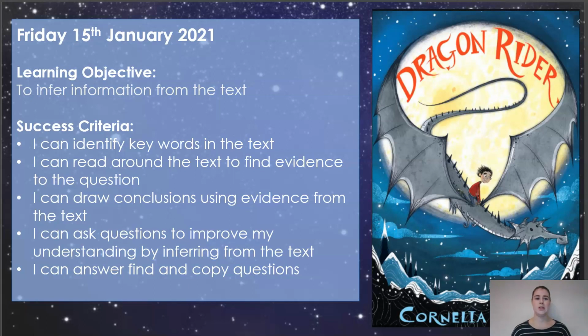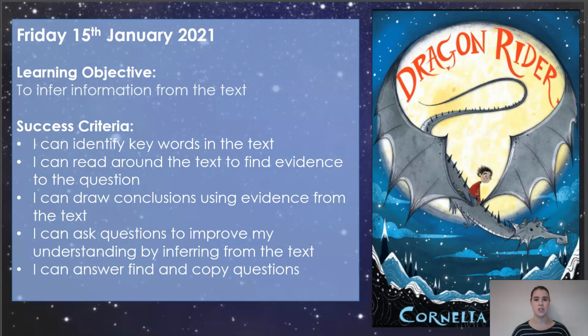So today we're going to be looking at making inferences. So we're going to look at inferring information from the text. By the end of this lesson, you need to be able to identify keywords in the text and the questions. This is based on a skill we looked at yesterday. You need to be able to read around the text to find evidence to support your answer for the question. You need to be able to draw conclusions about the story or about a specific part of the story using evidence. And you need to be able to ask questions that are going to help and improve your understanding of the text. And at the end, you're going to be given a challenge to answer some inference style questions.